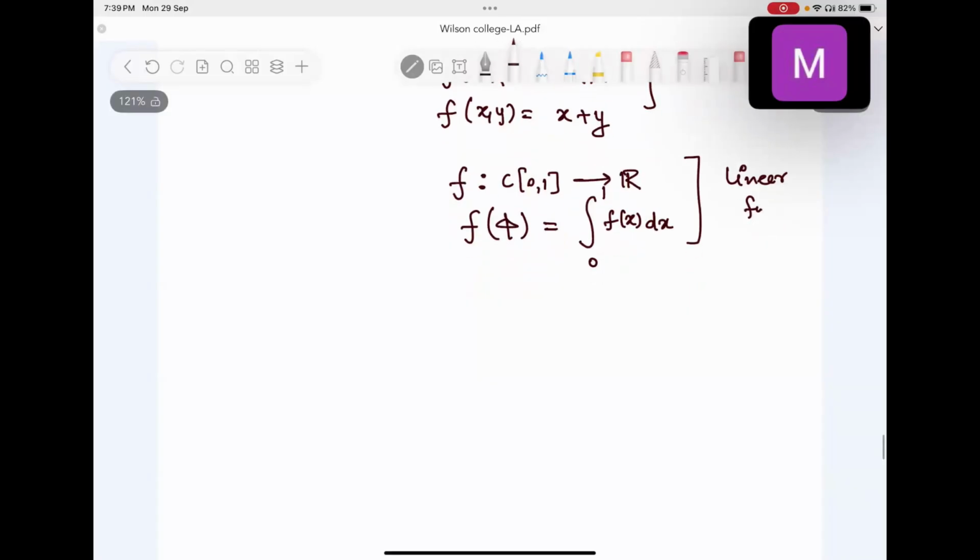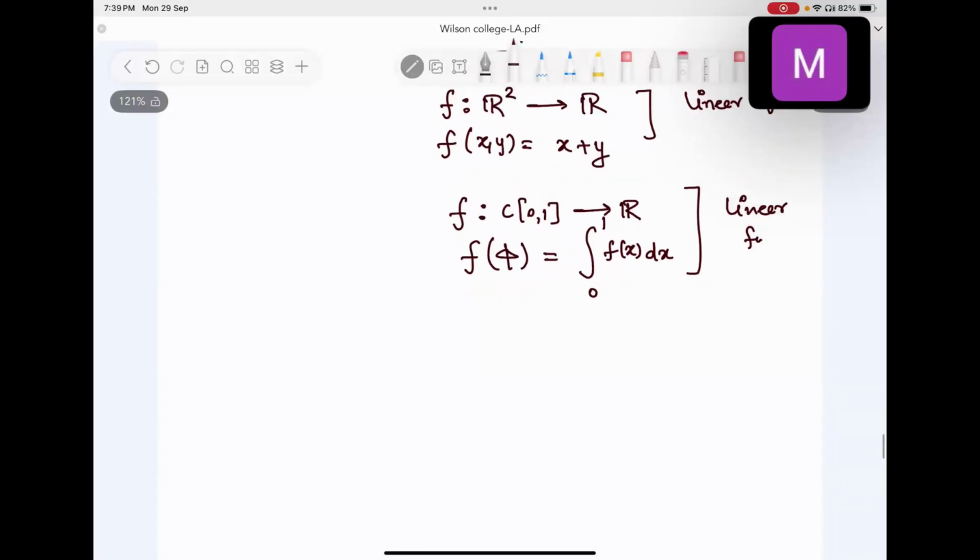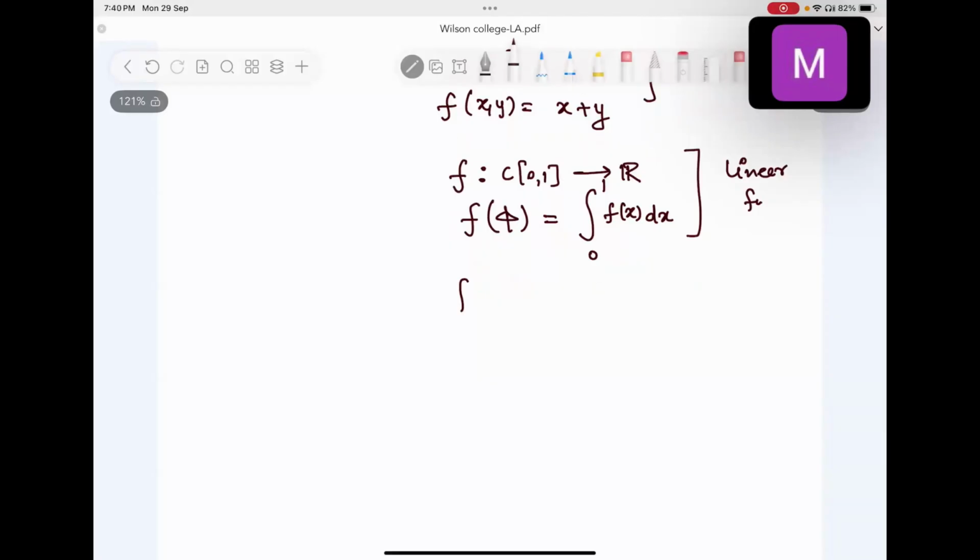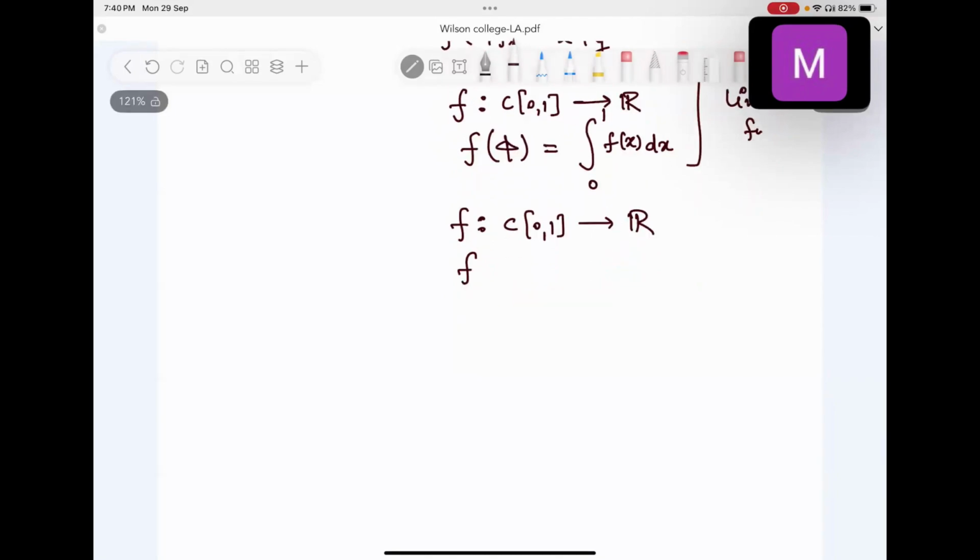And one more function you can take: f from C[0,1] to R, where the function is defined as f of phi equals phi of 0. This is also a linear functional.